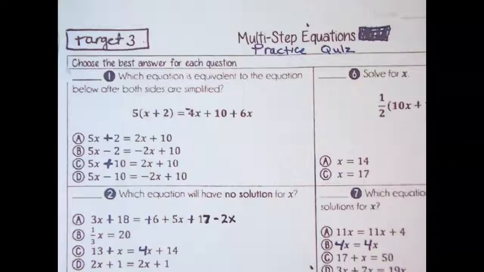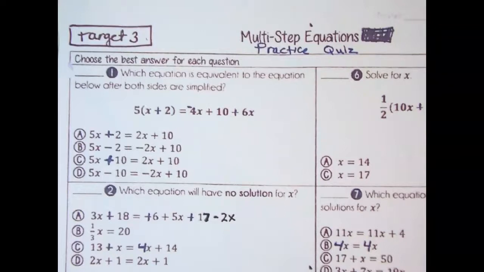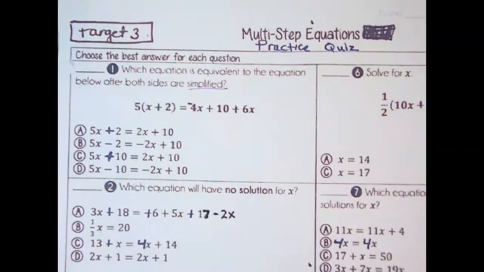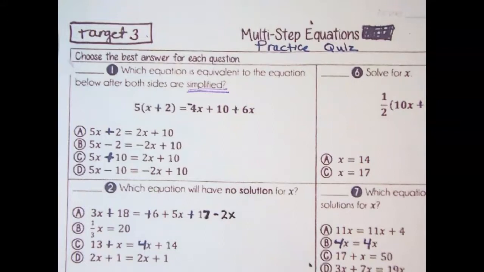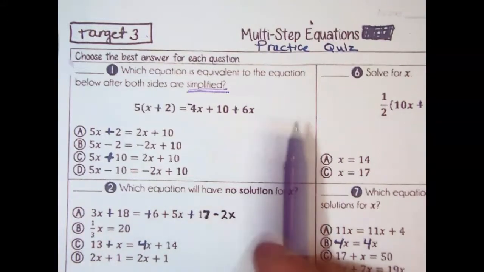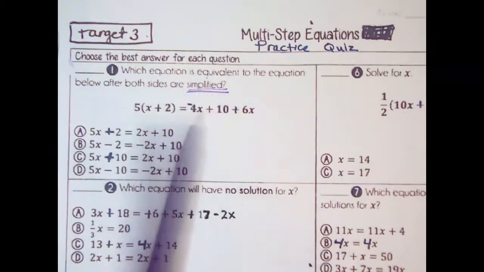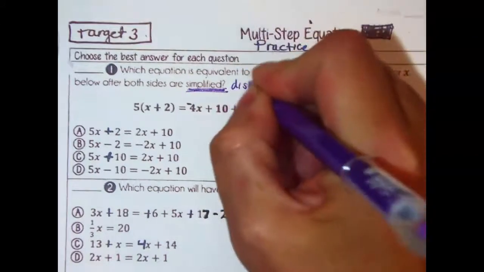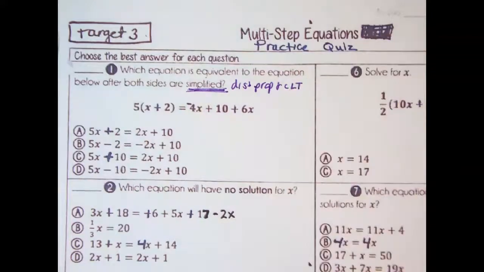So this first one, it says which equation is equivalent to the equation below after both sides are simplified. So this is just a little bit different than solve it. It's asking you to think about it. So we need to make sure we know what equivalent means. That means which two are equal, and it means they're going to be equal on both sides after we simplify them. And remember, simplifying is distributive property and combining like terms. So when we do that, we will see if they match.